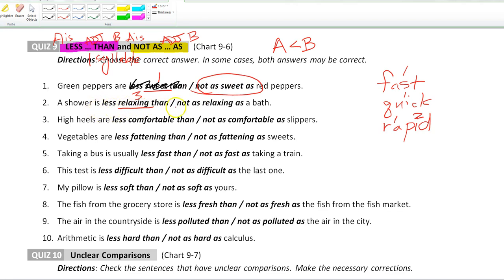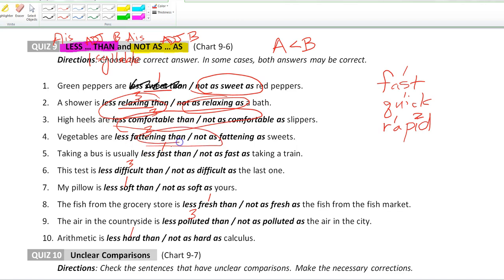A shower is less relaxing than a bath. A shower is not as relaxing as a bath. This is more than one syllable, so both are correct. Okay, let's count syllables now. Comfortable, 3. Fattening, 3. Fast, 1. Difficult, 3. Soft, 1. Fresh, 1. Polluted, 3. Hard, 1. Okay, so if it's more than one syllable, both are correct.